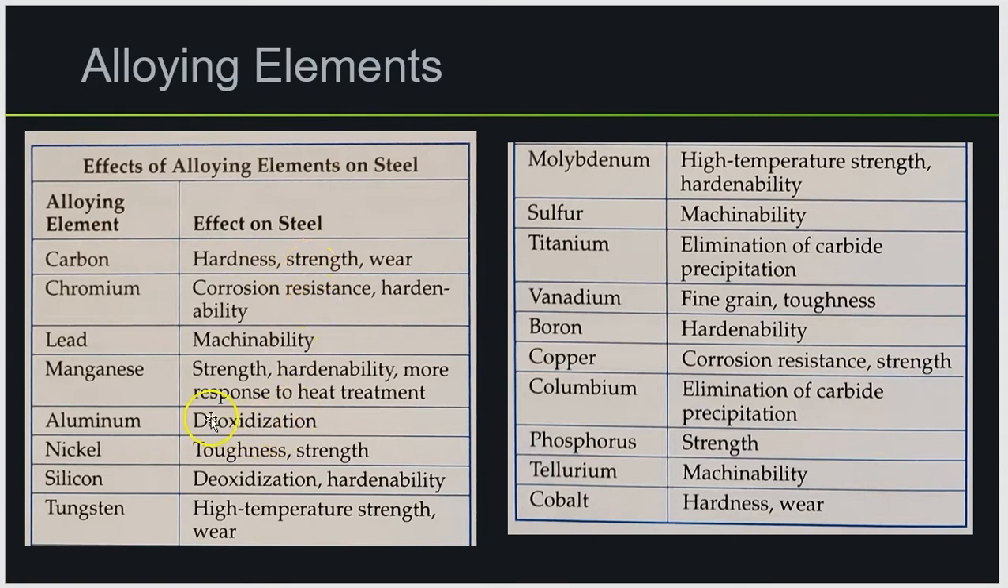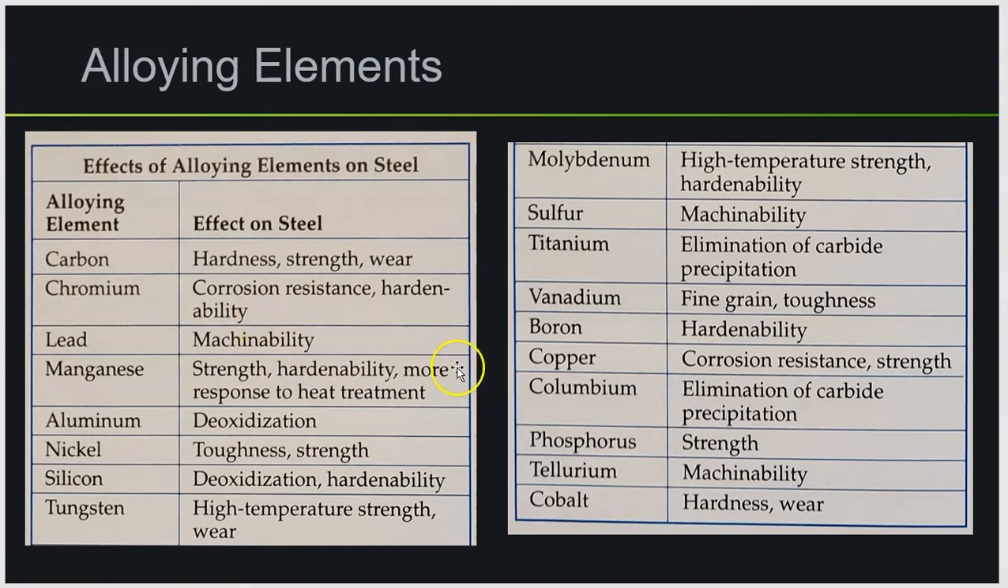Let's say we're adding some lead to the steel mixture. Lead is a very soft material. So by adding trace amounts of lead to steel, we're going to improve the machinability. We're going to add a little bit of that softness to steel. So when we mill our parts or drill holes, it's going to be easier to work with a piece of steel.